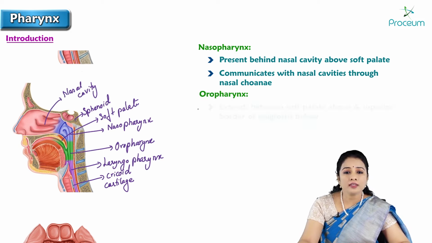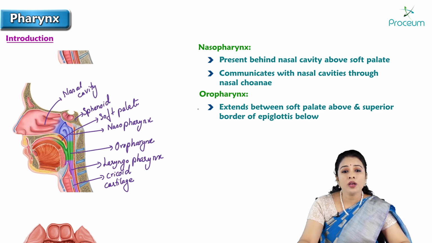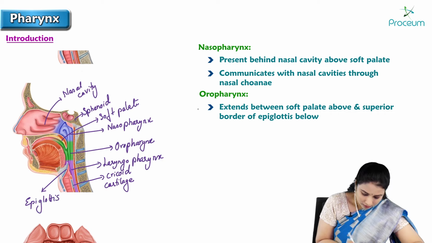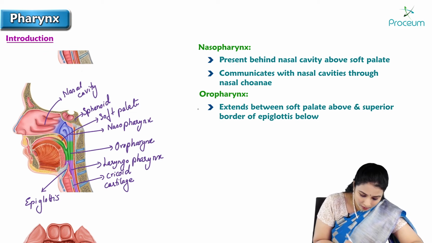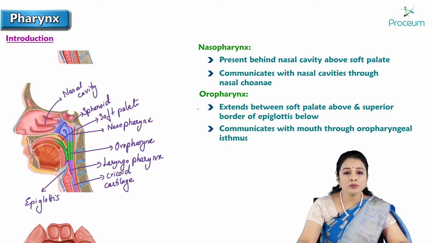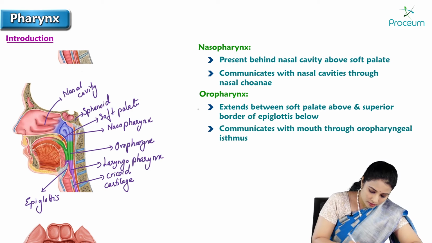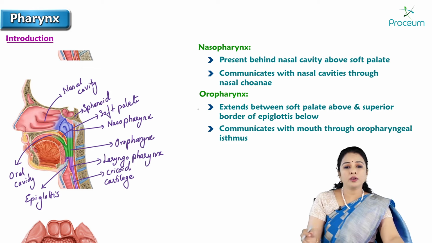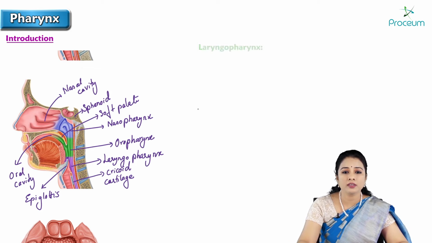Oropharynx. Oropharynx extends between the soft palate above and the superior border of epiglottis below. So here this is the epiglottis. So it extends till the superior border of epiglottis. The green colored structure is the oropharynx here, and it communicates with the mouth through the oropharyngeal isthmus. So here is the tongue and oral cavity. So it communicates with the oral cavity through the oropharyngeal isthmus.